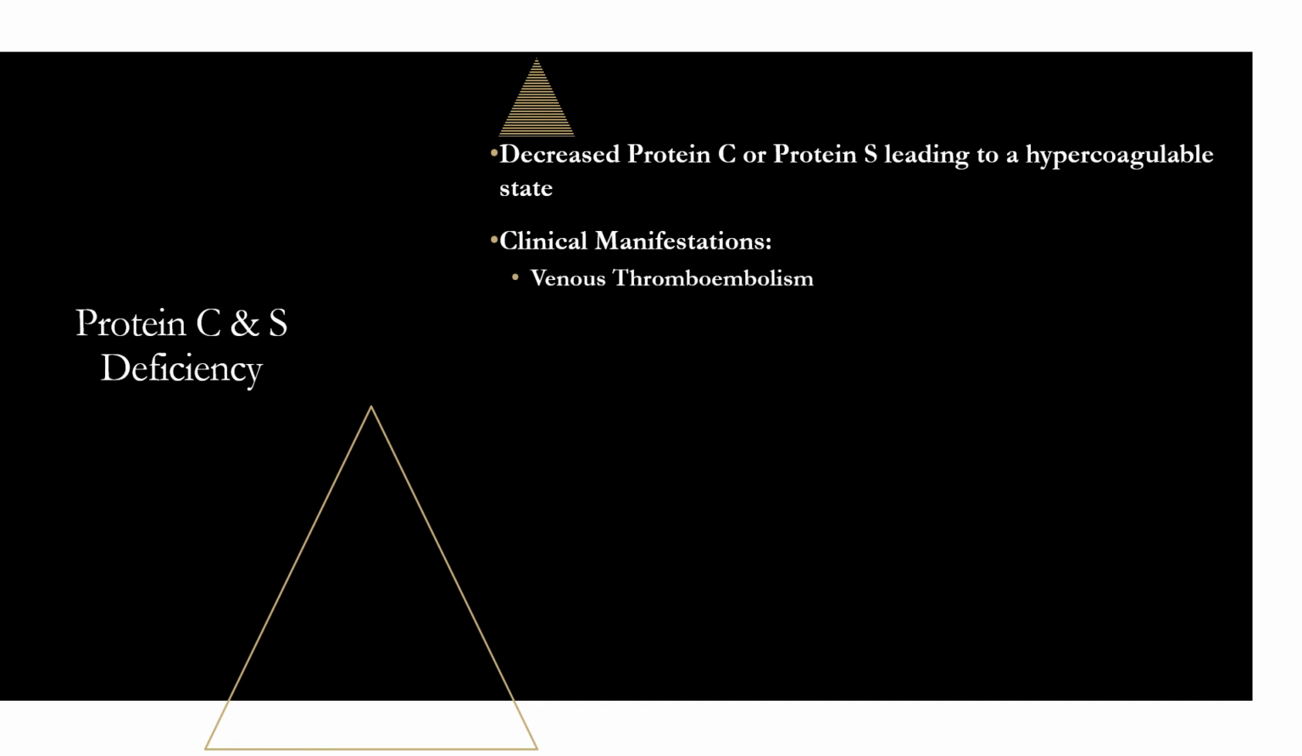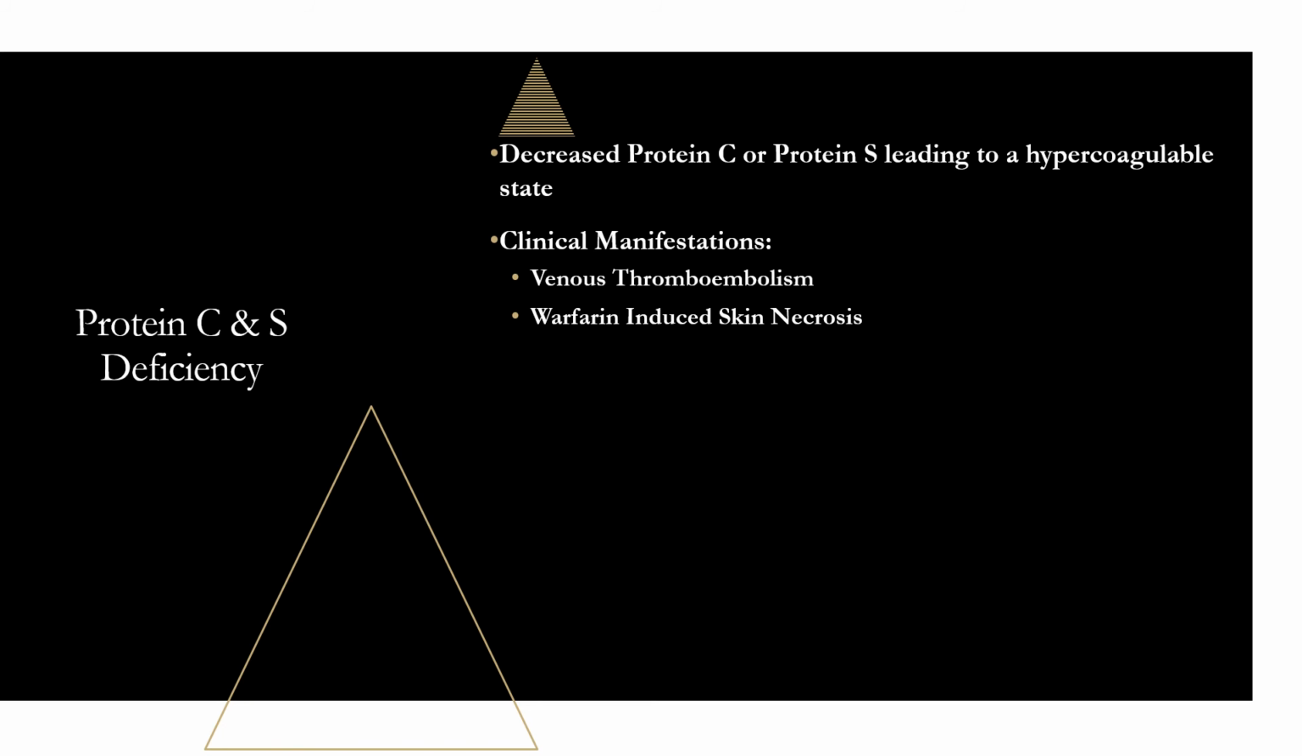As far as clinical manifestations, same as factor V Leiden, we're going to have our venous thromboembolism. These patients are going to be more prone to DVTs and PEs. But then we have another thing which isn't only seen in protein C and S deficiency, but it's more common, and that's something known as warfarin-induced skin necrosis. When you first start on warfarin, it's possible to have this transient hypercoagulable state, which can lead to ischemia, infarct, and necrosis because of a clot forming.